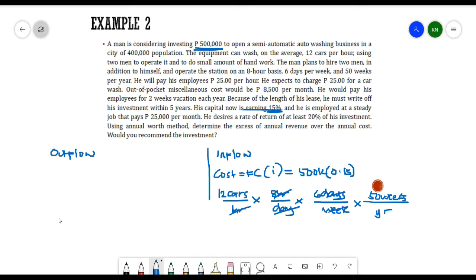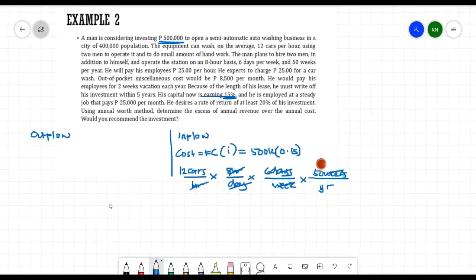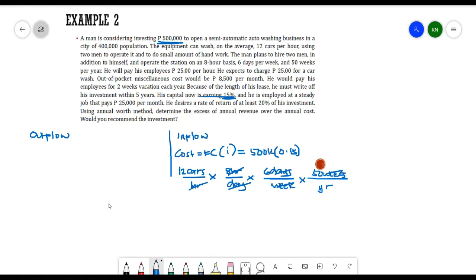Days, weeks. So if you multiply this one, this is equivalent to times 25, because that is 25 pesos per car. So the profit now is 720,000 per year. So this is the cash inflow, or the profit, of the car wash.